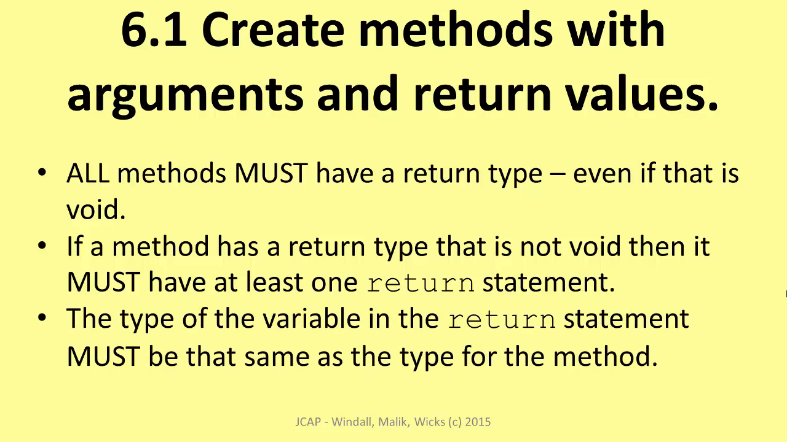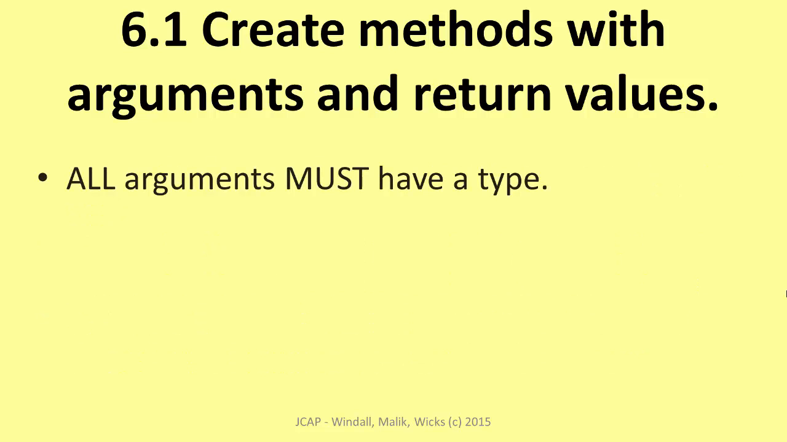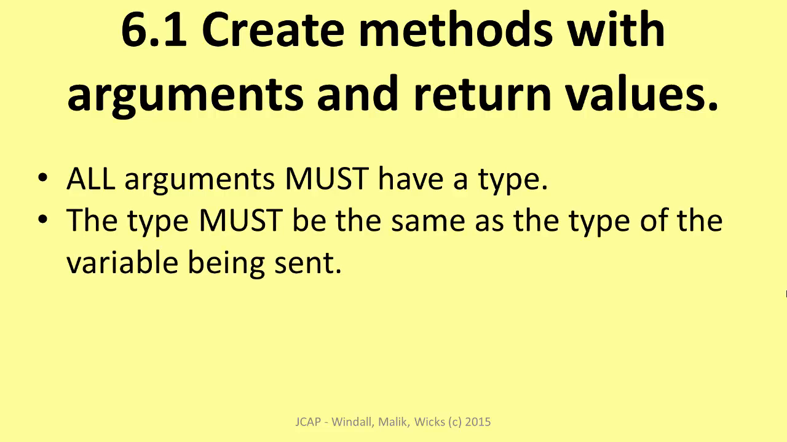The type of the variable in the return statement must be the same as the type for the method. So if the method is of type integer, the return statement must return an integer. All arguments must have a type. So the parameters that are being sent must be of a particular type. The type must be the same as the type of the variable being sent. So let's have a look at an example.